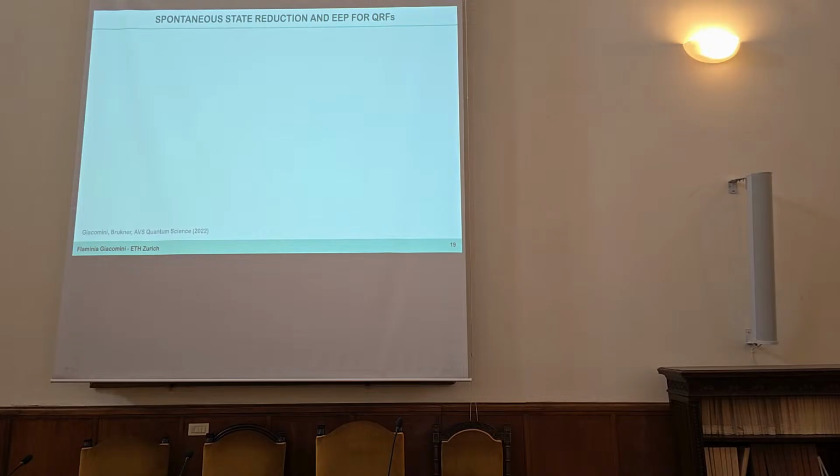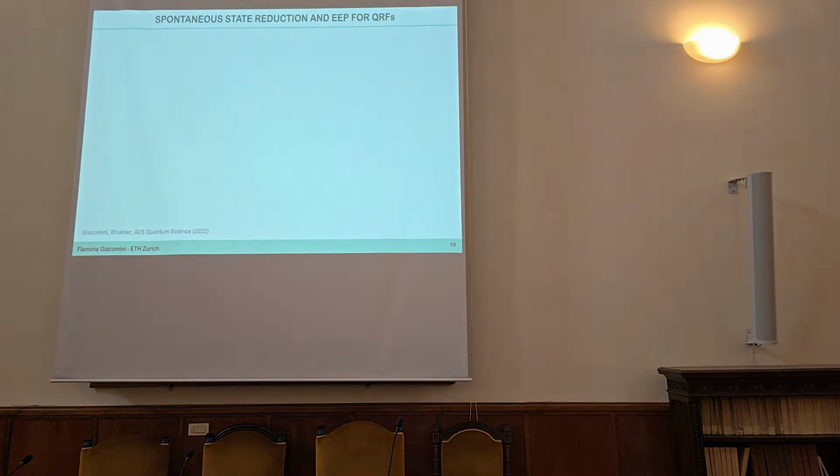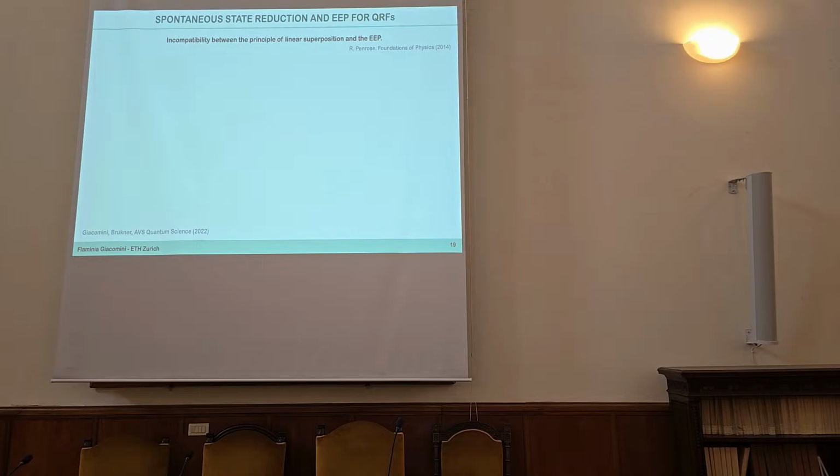Okay, so one more comment on that is that this generalization of the Einstein equivalence principle is also related to the possibility of having a spontaneous state reduction, which was introduced by Roger Penrose in 1994. In particular, when Roger Penrose argues in favor of his semi-classical gravity, of the fact that gravity should remain classical, one of the arguments that he uses is the incompatibility between the principle of linear superposition on the one hand and the Einstein equivalence principle and general covariance on the other hand.